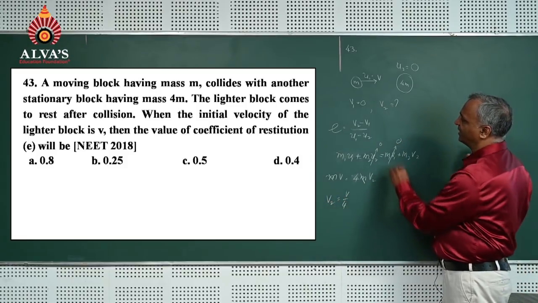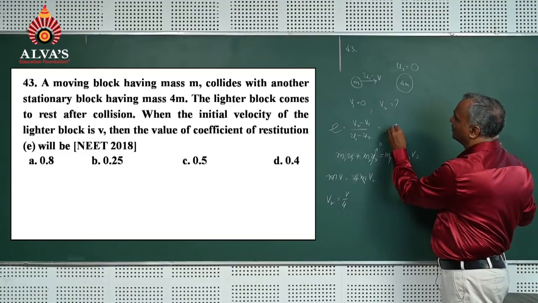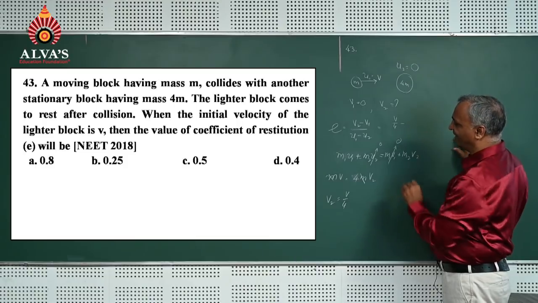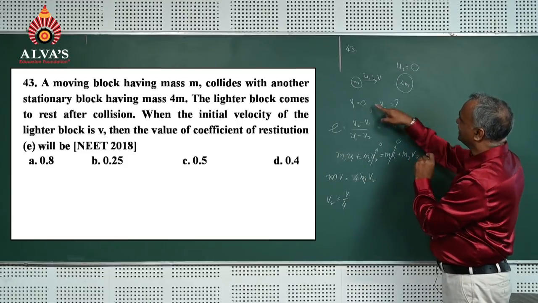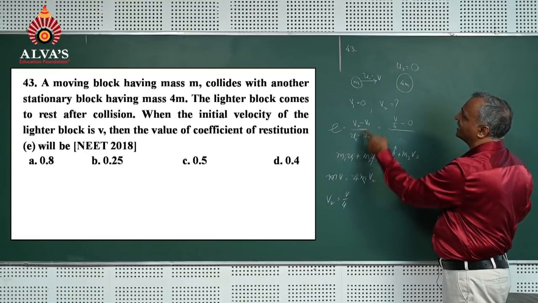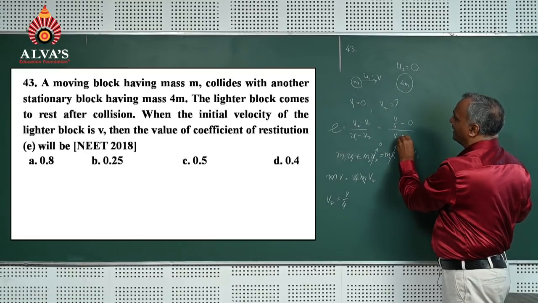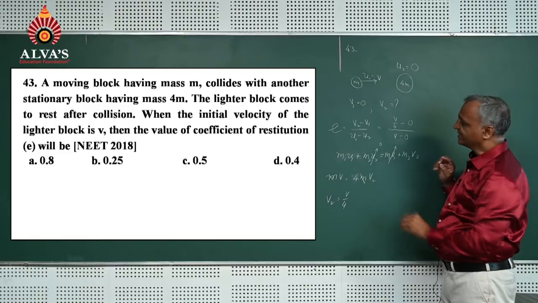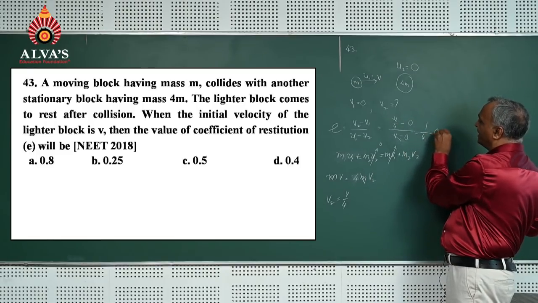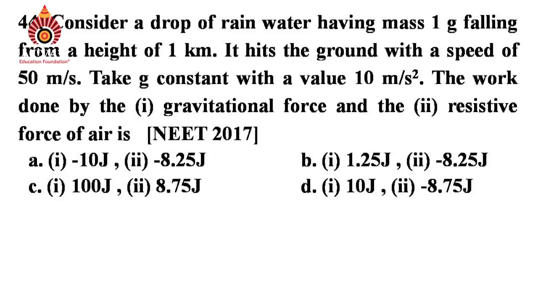So let me substitute it here in this equation. v2 is v by 4 minus v1 is initial velocity, it is 0, it is given, divided by u1 is v, it is given, minus u2 is 0. So that's why v cancels, it becomes 1 by 4 or it is 0.25. So I'll go for option B.